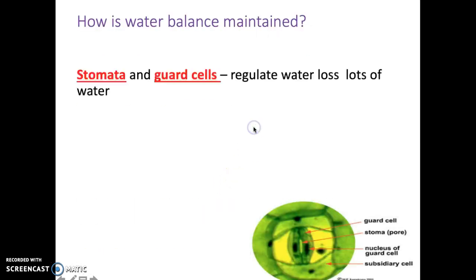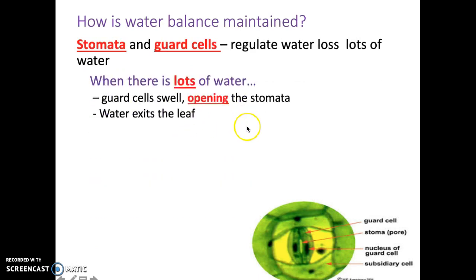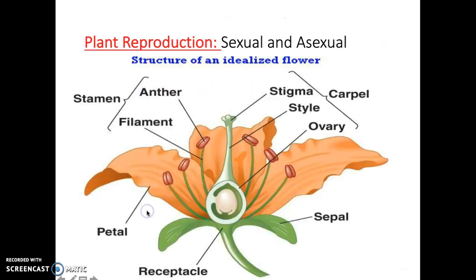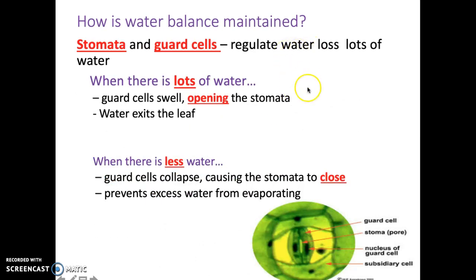So what it consists of also is something called stomata. And stomata and guard cells, what they do is that they regulate how much water goes in and out of the cell. So the way they do this is very simple. It says that when there's a lot of water inside of the plant or inside of these cells, the guard cells are going to swell.